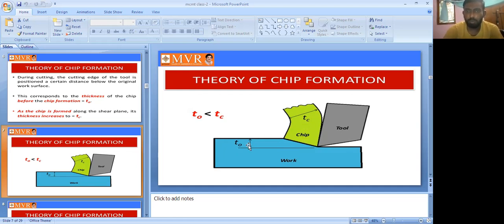So t naught is the thickness before chip formation, and t c is the thickness after chip formation. So that's why t naught is always less than t c. Why? Because the chip thickness is always increasing. So this is the graphical diagram of chip thickness.